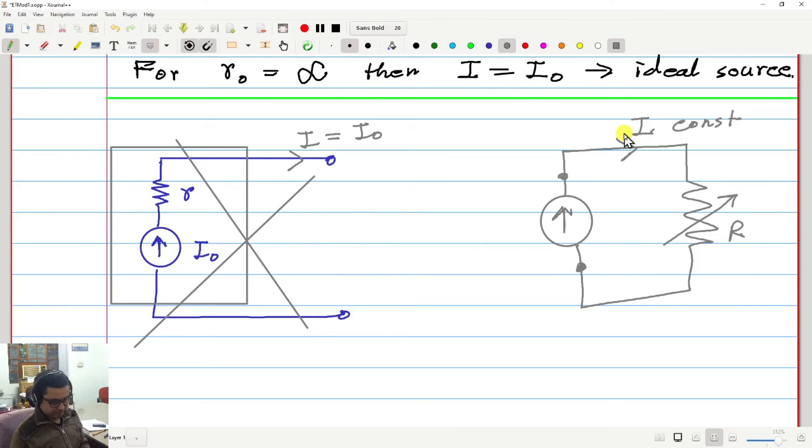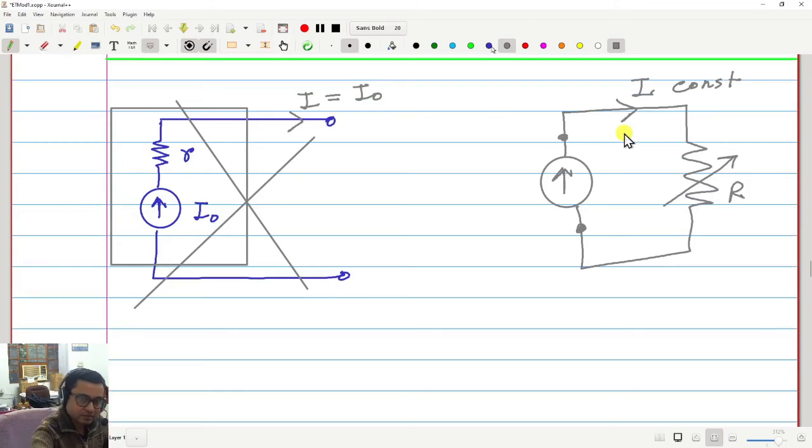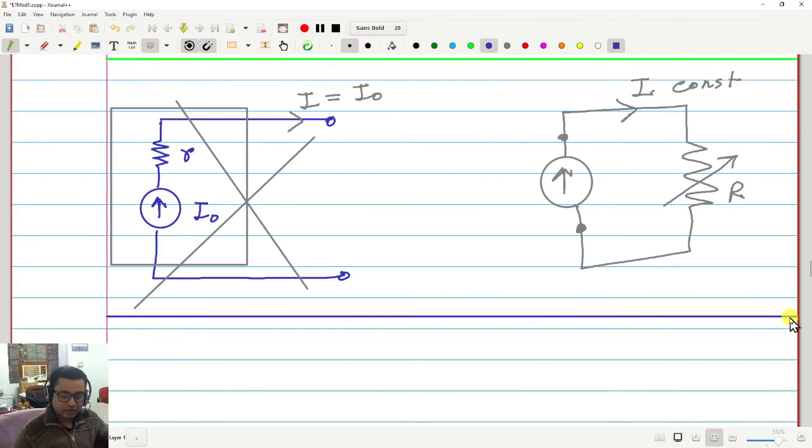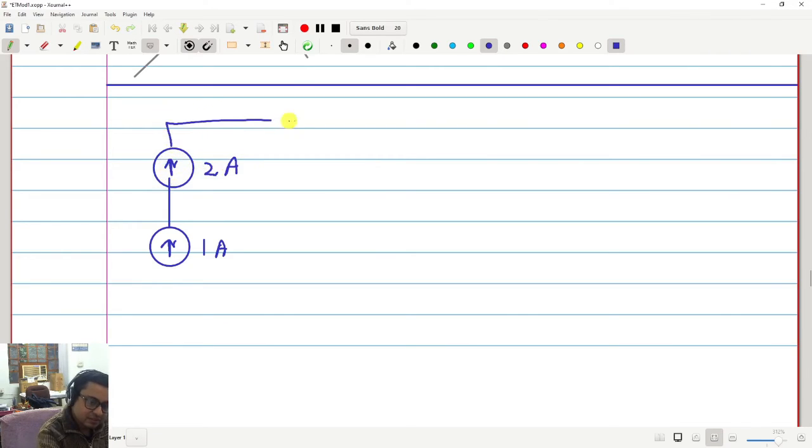Sir, if there are two current sources in the same loop, or two current sources connected to each other? Very good question. So, suppose I take a 1 ampere ideal current source and a 2 ampere current source. What will happen?